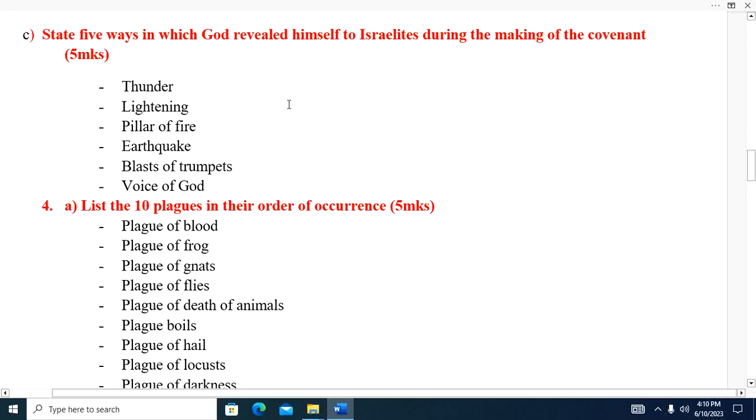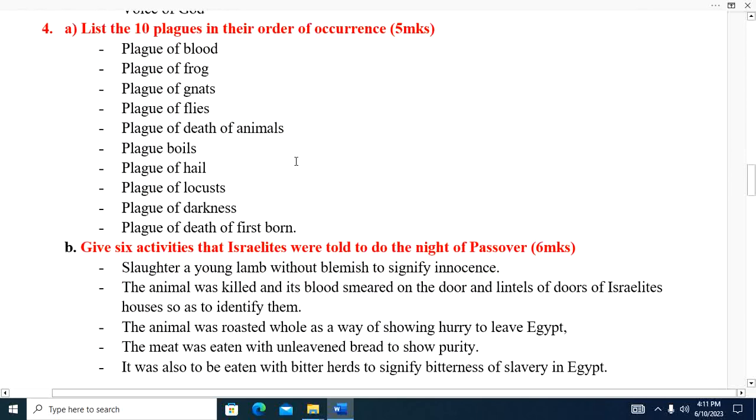Next, state 5 ways in which God revealed himself to the Israelites during the making of the covenant. How did God reveal himself during the time he was making covenant with Israel? Number 1, thunder. Number 2, lightning. Number 3, pillar of fire. Number 4, earthquake. Number 5, blast of trumpets. And then the last one, voice of God.